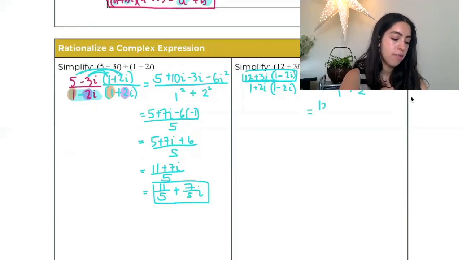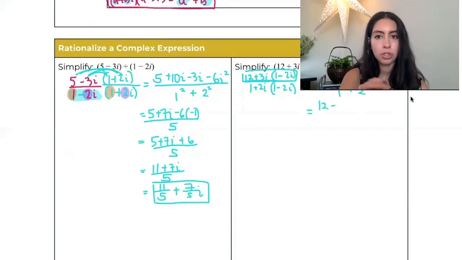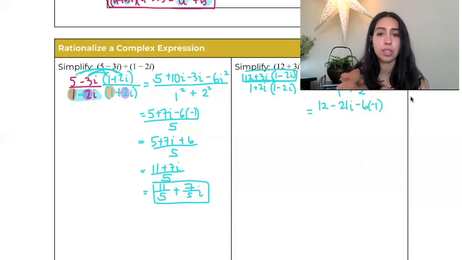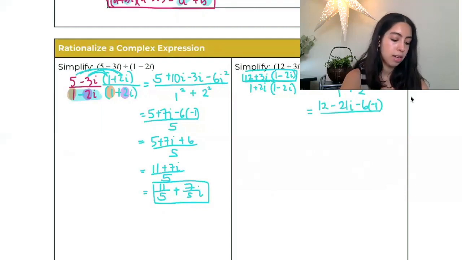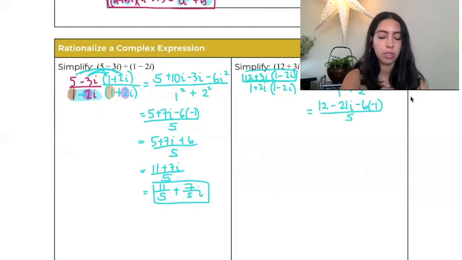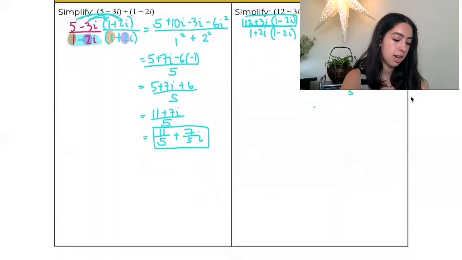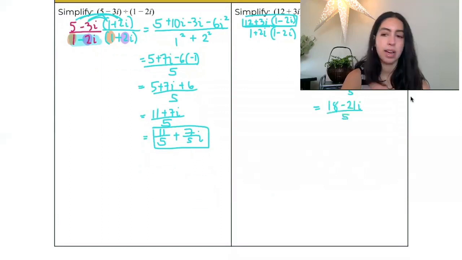So we've got 12 minus 24i plus 3i. Those will combine to give us minus 21i. And then minus 6 times negative 1, because the i squared is equal to negative 1. The bottom, we've got 5 again, because 1 plus 4 is 5. And then let's finish simplifying. This is 12 minus 21i plus 6 divided by 5. And that will become 18 minus 21i divided by 5.